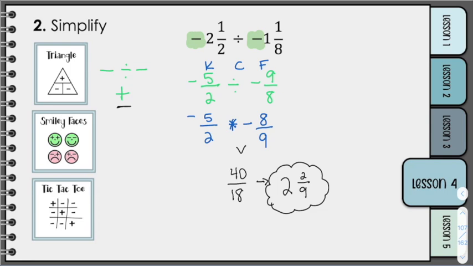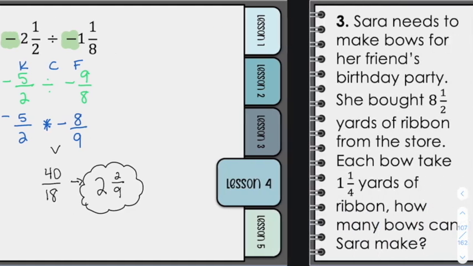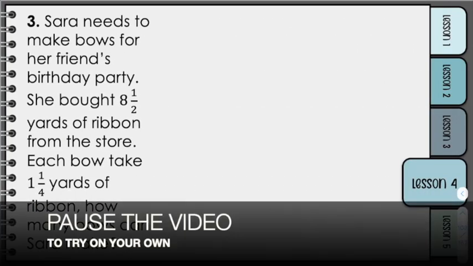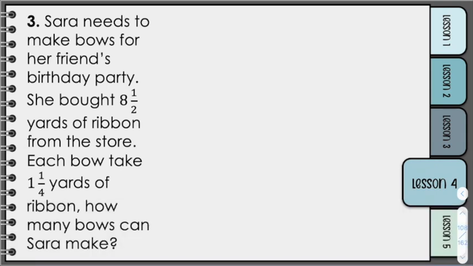All right, for the third problem, try this one on your own, pause the video, and we'll come back and go over it. So here we have Sarah who needs to make bows. She bought 8.5 yards. If each bow takes 1 1/4 yards of ribbon, you want to figure out how many bows she can make.